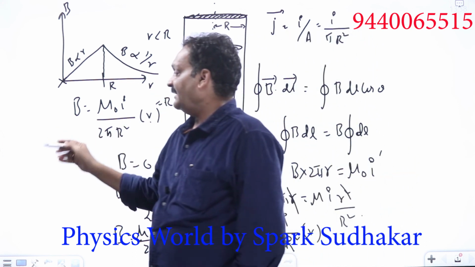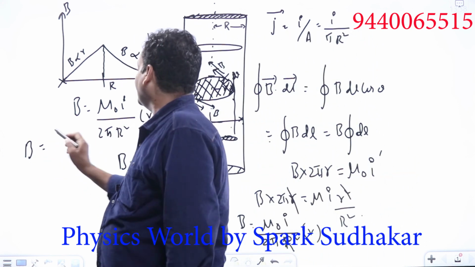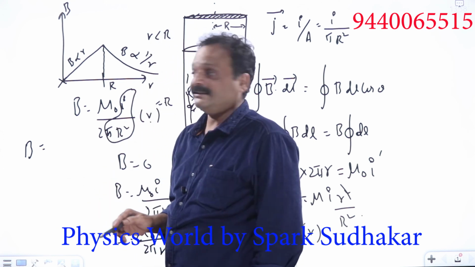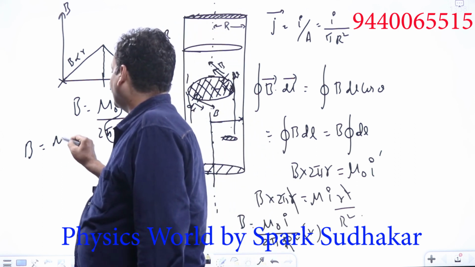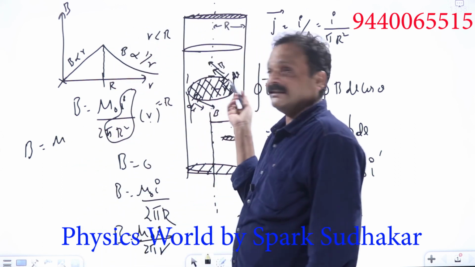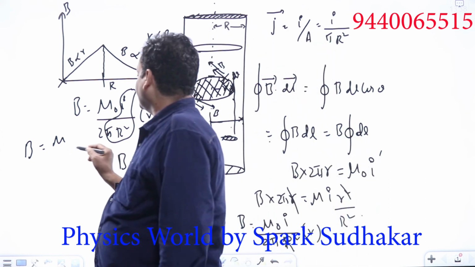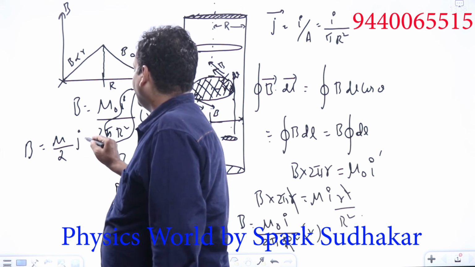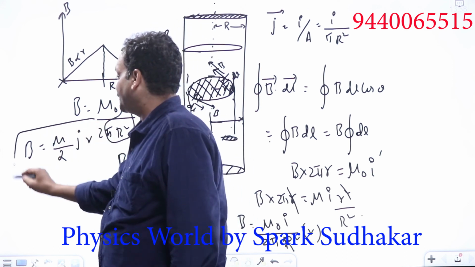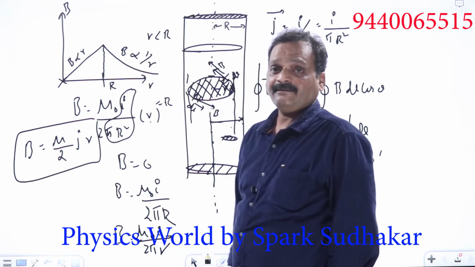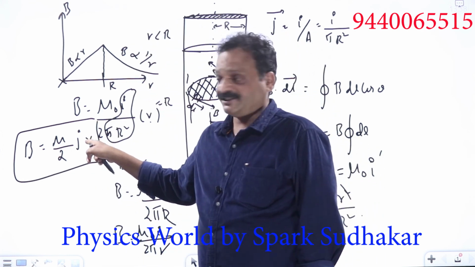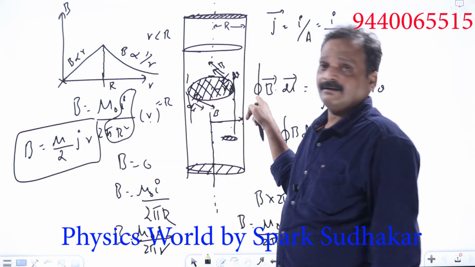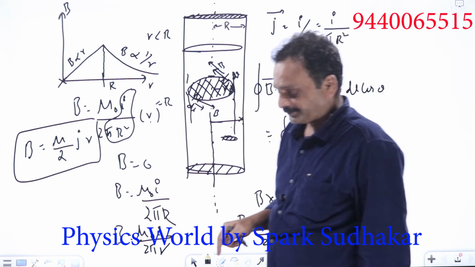So inside any wire, what is the B value? I'll take I by pi R square as the current density. So it is mu, the permeability of the material of that medium, by 2, and I by pi R square is nothing but J, into r. This is the magnitude of the magnetic field at a point inside the wire having current density J: mu by 2 into J into r. r is the distance from the axis of the wire. Okay, thank you.